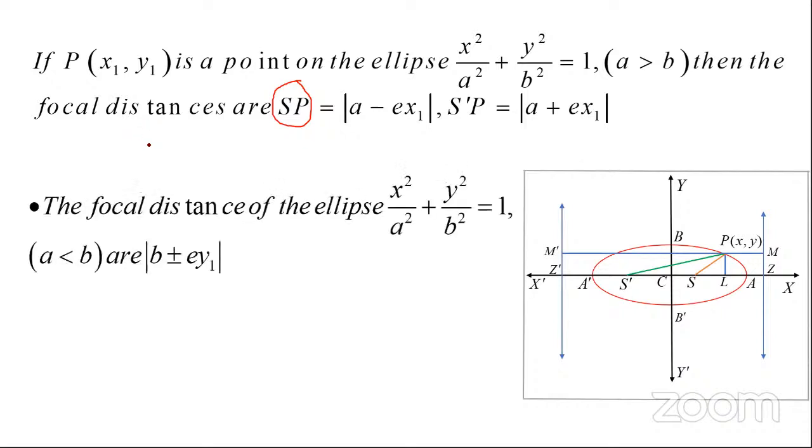Next, the focal distance of the ellipse if a is less than b. Here, x square by a square plus y square by b square equal to 1, and the condition is a is less than b. In the previous one, a was greater than b. So now the focal distances are mod of b plus or minus ey1, that can be written as mod of b plus ey1, and mod of b minus ey1.